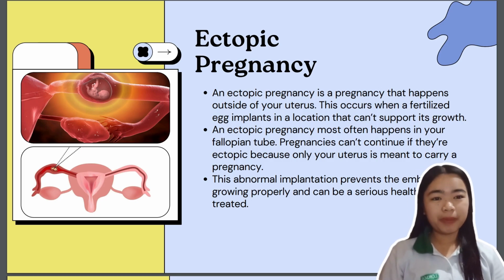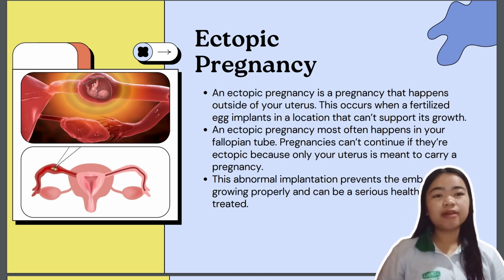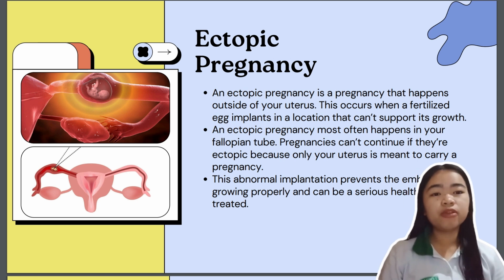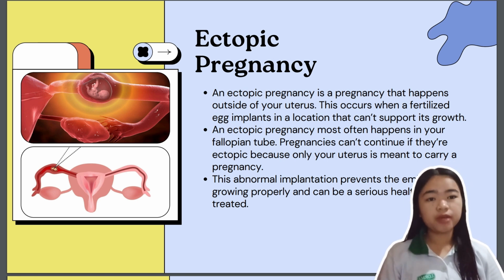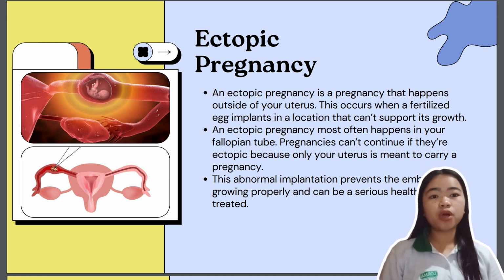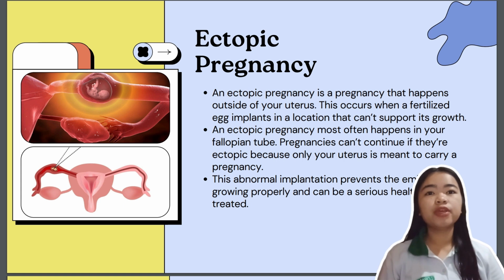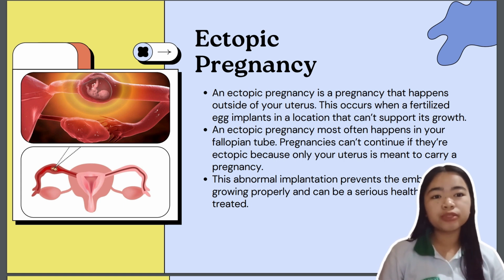So what is an ectopic pregnancy? An ectopic pregnancy is a type of pregnancy that happens outside your uterus. This occurs when a fertilized egg implants in a location where it cannot support growth. An ectopic pregnancy most often happens in your fallopian tube. Pregnancies cannot continue if they're ectopic because only your uterus is meant to carry a pregnancy.